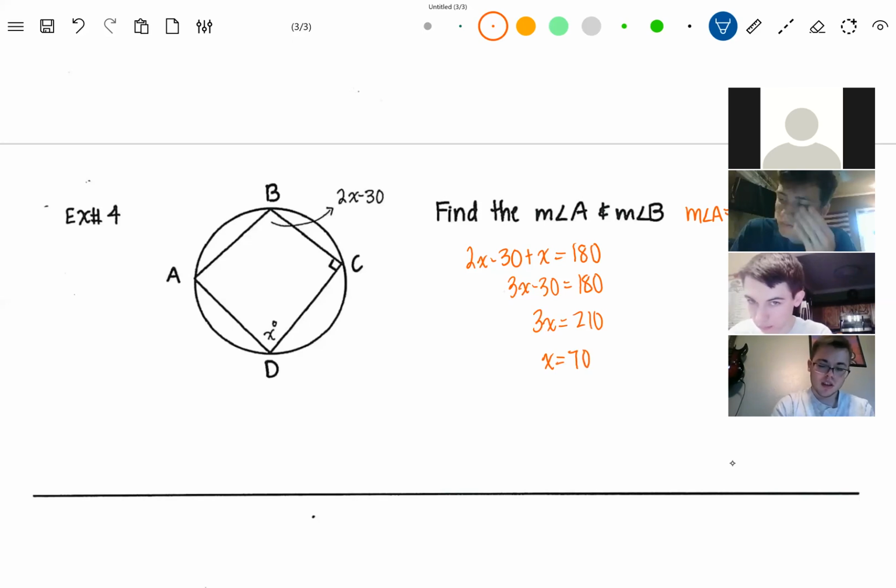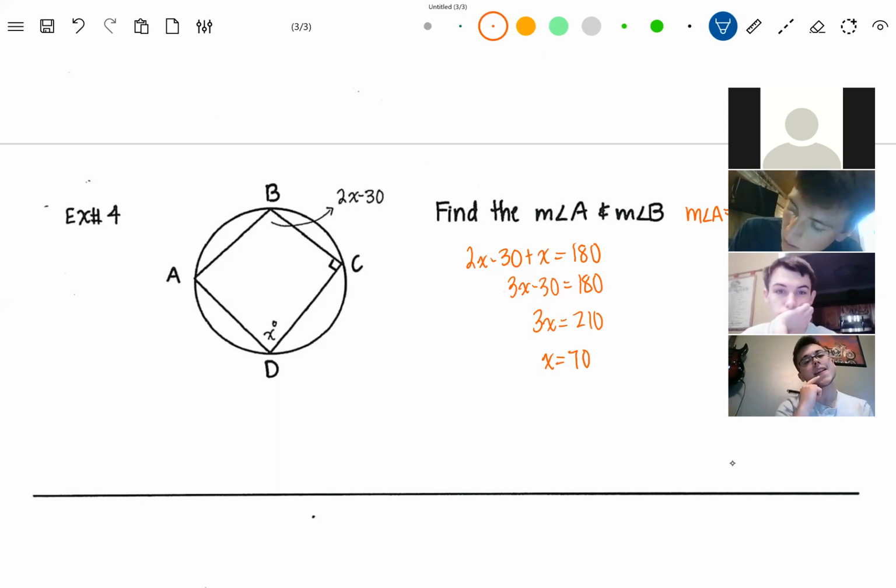Now x is angle D. It didn't say find angle D. We've got to plug in that 70 up here to figure out what angle B is, or we can just subtract from 180 because we know angle B and angle D are supplementary. So 180 minus 70 is 110 degrees. So the measure of angle B is 110.